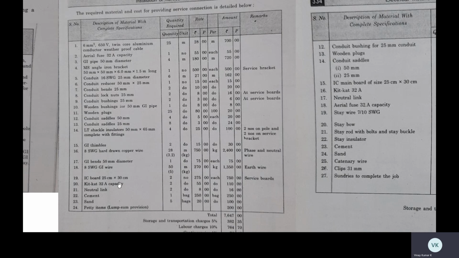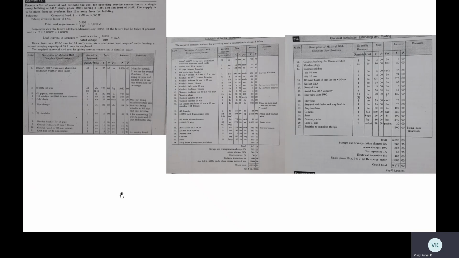KitKat fuse is required for the main switch, working as a main switch. KitKat fuses, neutral links, cement, sand, putty items. These cement, sand, putty items are for the base of service poles. These are for civil works. So you people need to remember that these are the other miscellaneous items.